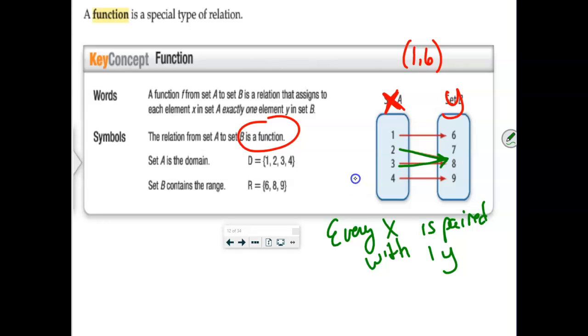I'm going to pause the video for a metaphor that I'm going to share with you, but I don't want it on the internet. All right, so every X can only be paired with one Y, but the reverse is okay.